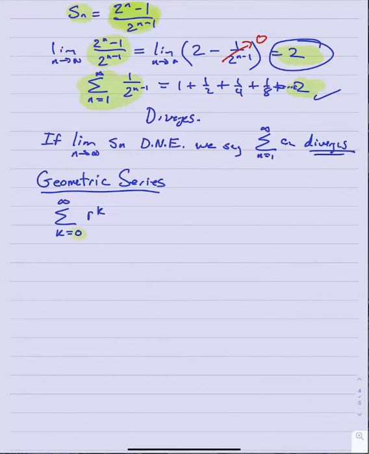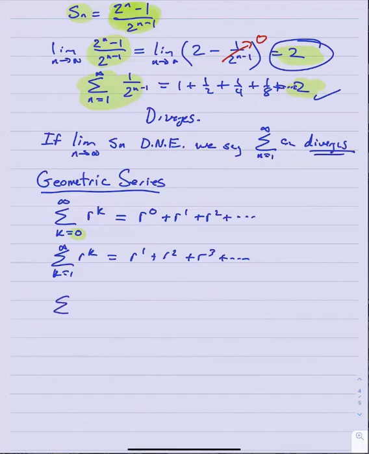In the definitions I've given you for an infinite series, there's nothing sacred about the starting value for that index. If you notice when I write this out, this is going to be r to the 0 plus r to the 1 plus r squared plus dot dot dot. What would it look like if I started it at 1? Well, it would be the same thing, except it would start at 1.